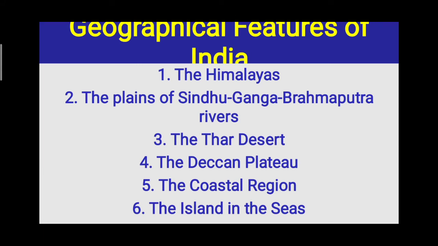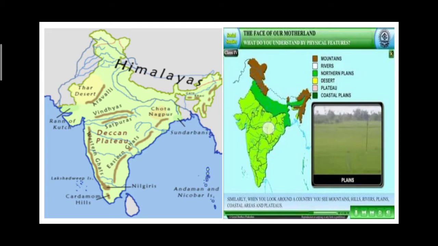The following regions which you can see on the screen are important when we look at the course of Indian history: Himalayas, then the plains of Sindhu-Ganga Brahmaputra rivers, the Thar desert, the Deccan Plateau, the coastal region and the islands in the seas. Now, one by one we will study this in detail.